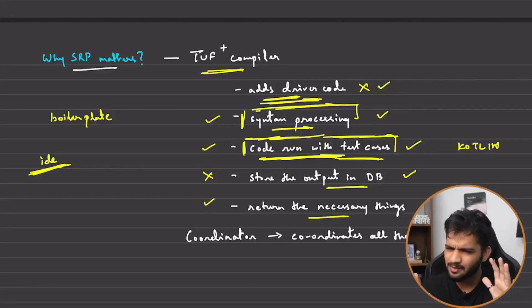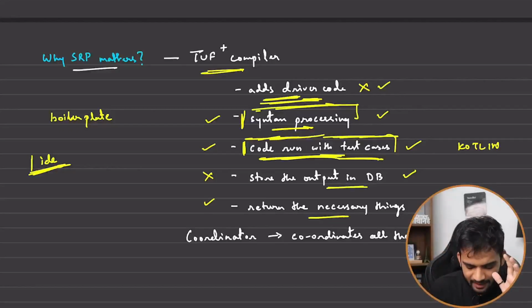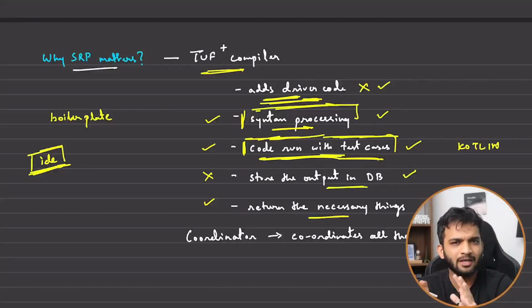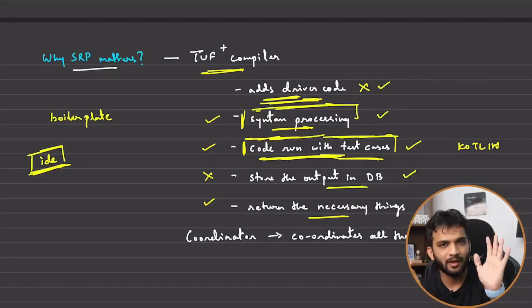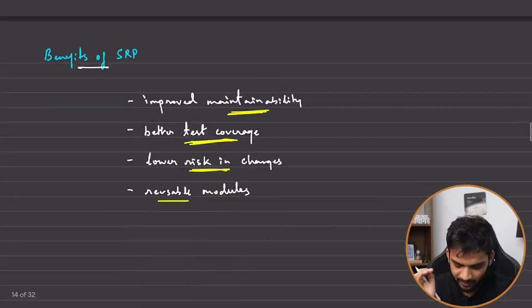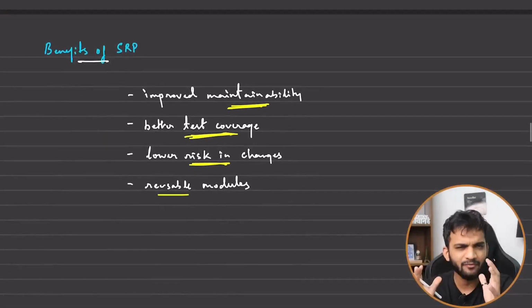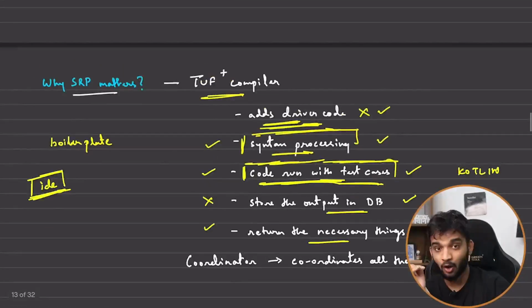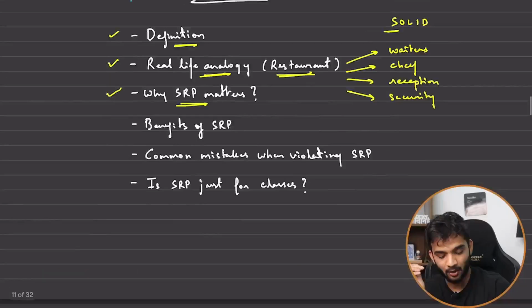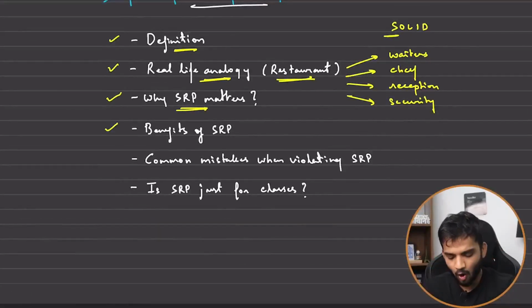Got it? That's a very simple use case, because typically in an IDE, you write the code and you hit the run button and it runs. So perfect. We know what the benefits of SRP are now. In the longer run, it does help a lot. What are the common mistakes when you're violating SRP?